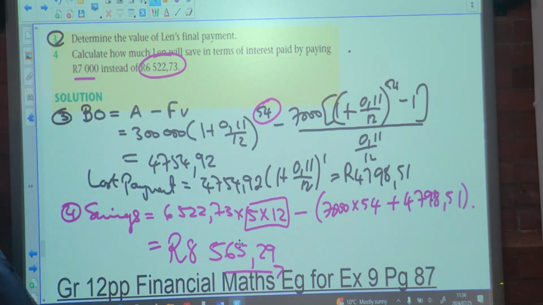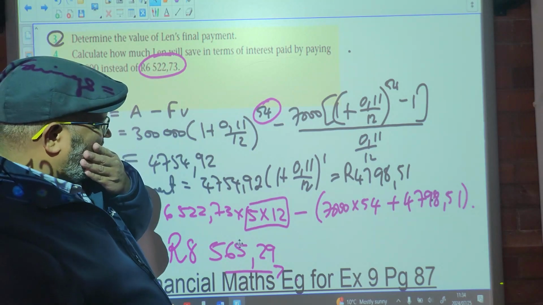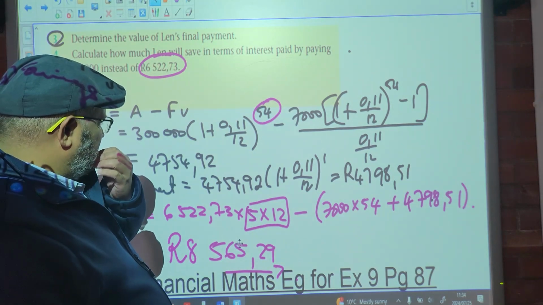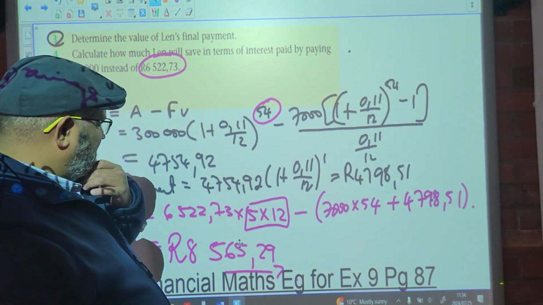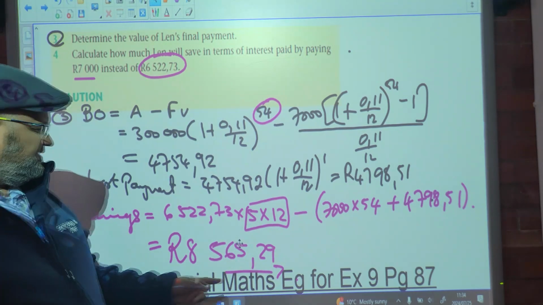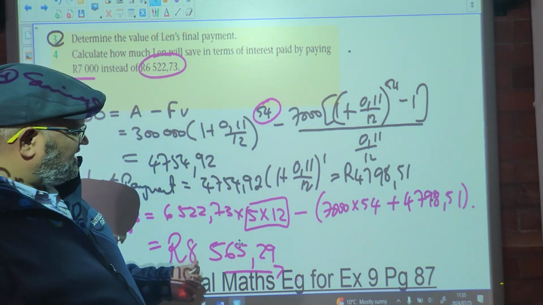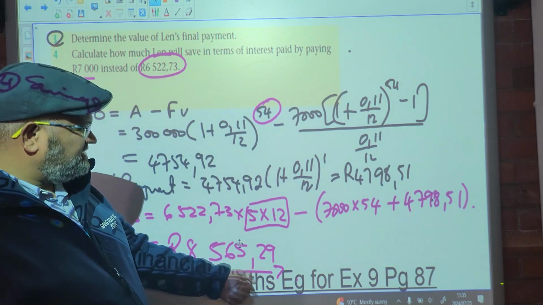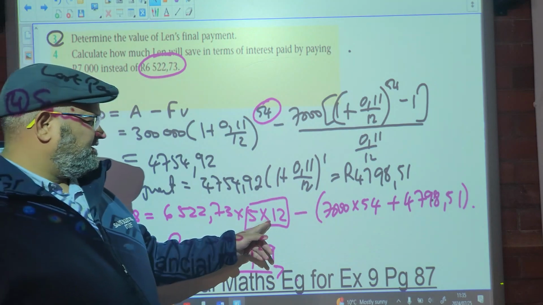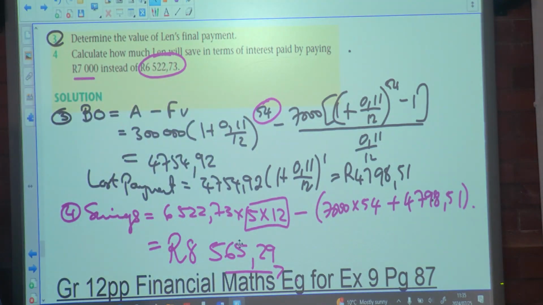Okay, so as you can see, by paying, I think we will calculate it to be approximately 470 something and extra, you're actually saving 8,565.29 and you are paying 6 months less.